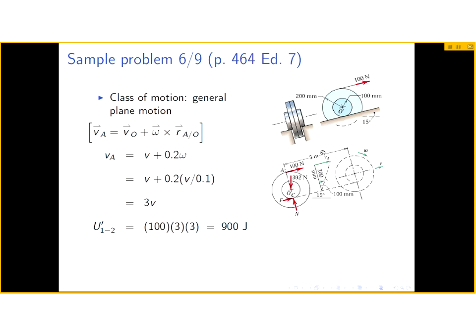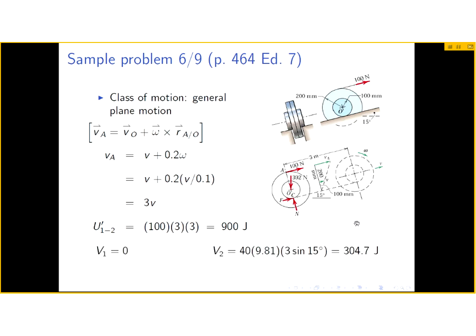So the distance that the cable moves when the center of the wheel goes through 3 meters is actually 3 times 3 meters or 9 meters, and that's why I've got 3 times 3 here. So it means that my 100 Newton force moves through 9 meters when the center of the wheel moves through 3 meters. And of course that means that the work being done by this 100 Newton force is simply 100 times 9, or 900 joules.